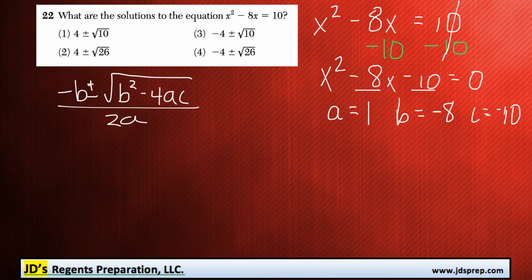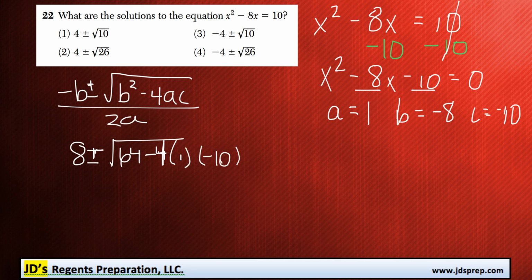So I went ahead and wrote out the quadratic formula here. Negative b will actually be positive 8. So we're going to have 8 plus or minus the square root of b squared. Now b is negative 8, squared will get us positive 64, minus 4 times a, which is 1, times c, which is negative 10, all over 2a, so 2 times 1.